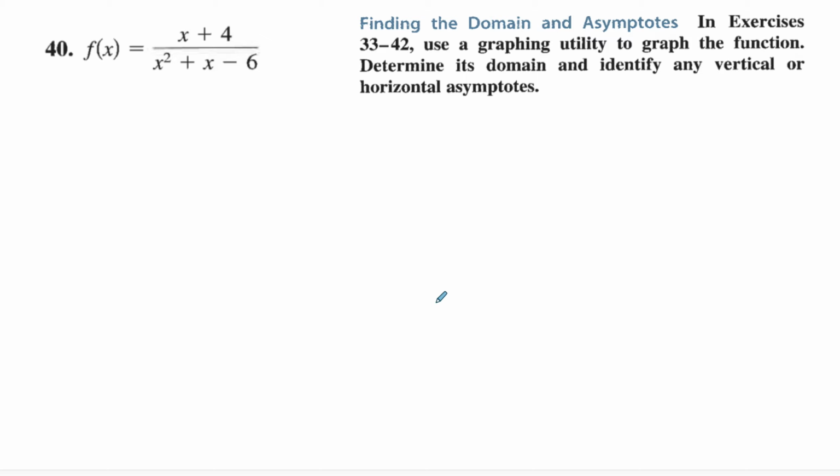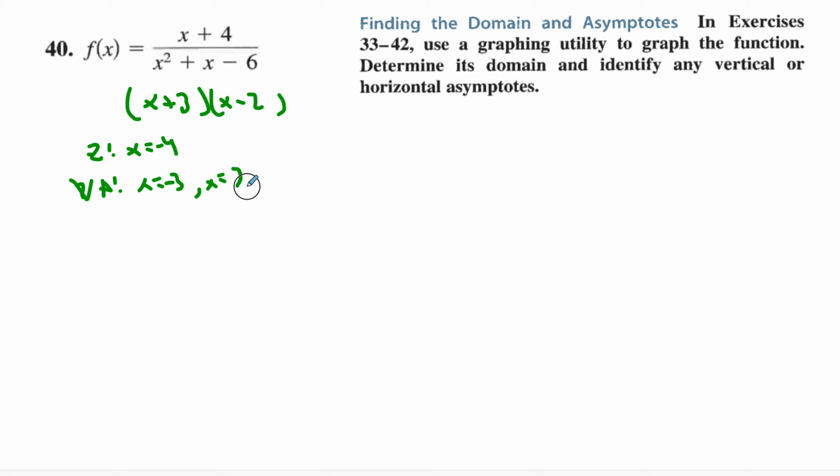All right. Use the graphing utility to graph the function. It determines domain, identifying vertical and horizontal asymptotes. Well, I'm just going to go ahead and boldly factor this and hope, right? What times what is -6, but adds together to get a 3? Well, how about -2 and +3? -6, sure enough, adds to 1. So I know this has a 0 at x equals -4. Vertical asymptotes at x equals -3 and x equals +2. Horizontal asymptote, y equals 0. How do I know? x over x squared.